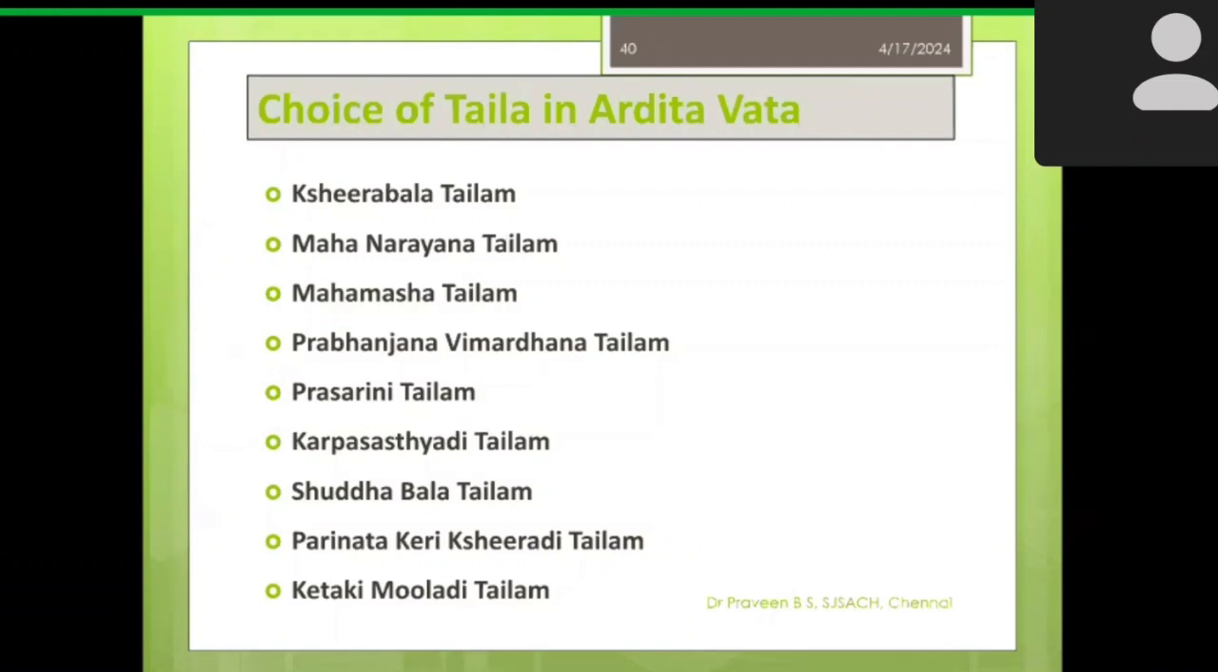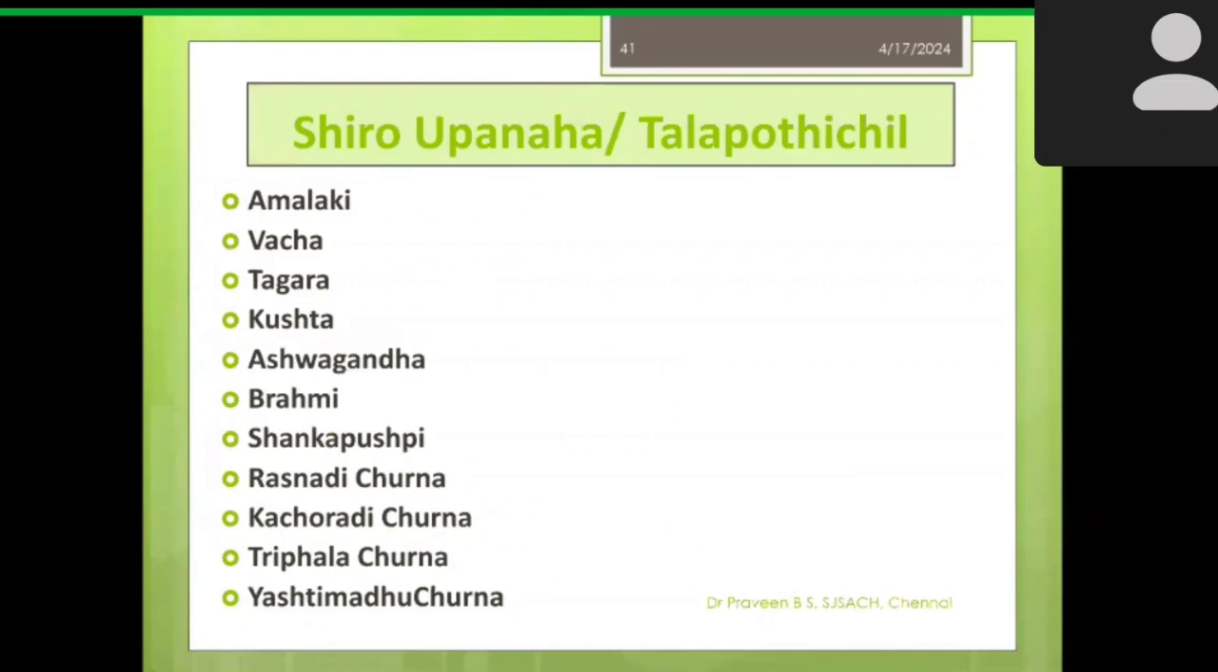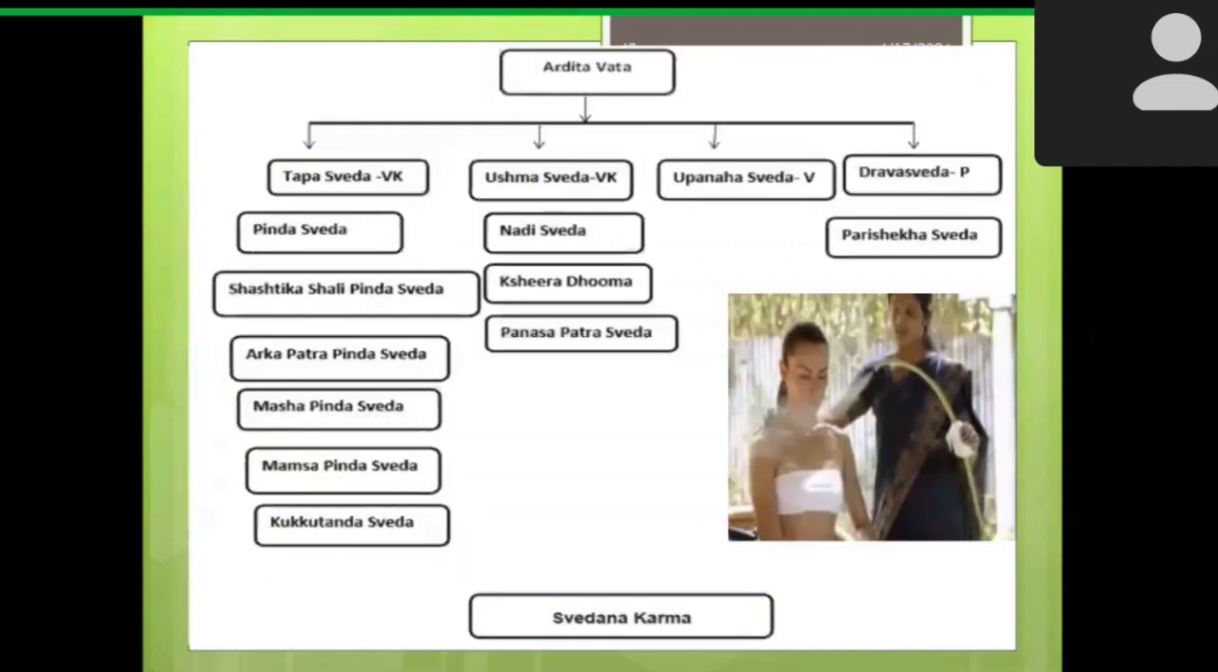We think that Paranita Kshira Taila is indicated in Vishwachi and above, and is very beneficial in this case as well. Ketaki Mula Taila is basically indicated in Asthi Vata, and is also indicated here. For Shiro Upanaha, I have already discussed the basic concept: Amalaki, Vacha, Tagara, Ashwagandha, Brahmi, Shankhapushpi, Rasnadi Churna, Kachoradi Churna, Triphala Churna, Yashtimadhu Churna; all these things can be utilized.